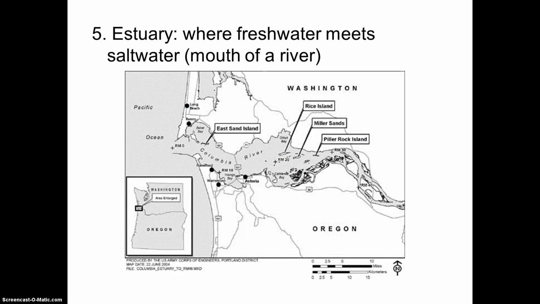And our last coastal area is the estuary. An estuary is where freshwater and saltwater meet. So this is at the mouth of a river.